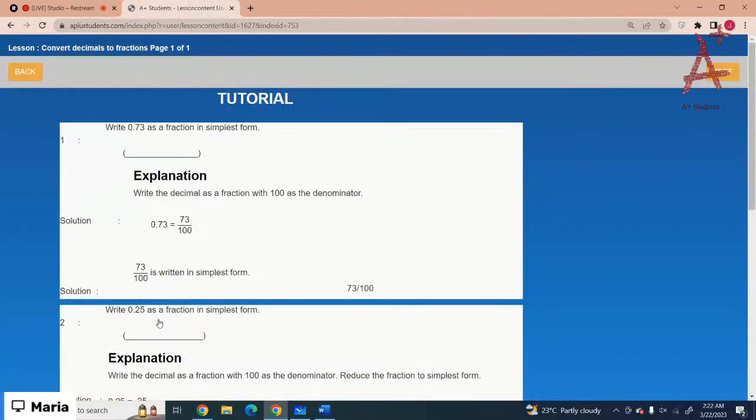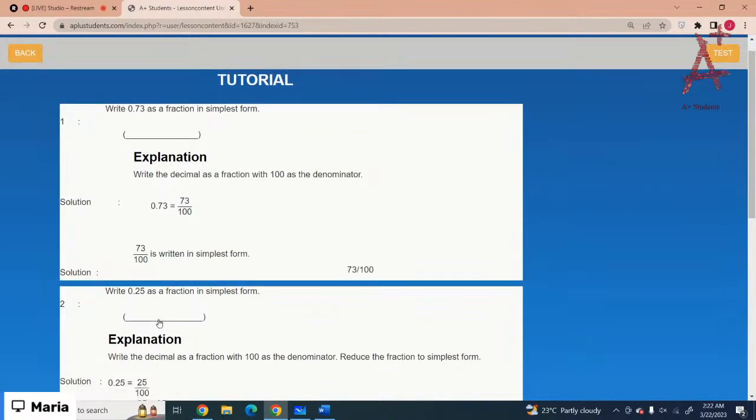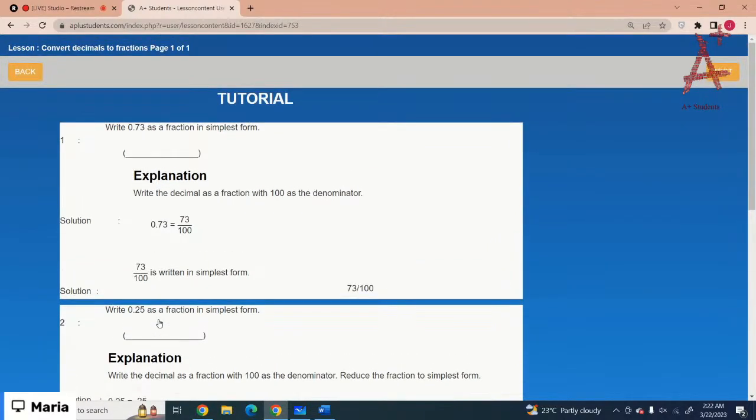So let's just start with the first example, that is 0.73. You just have to count the decimal places. Decimal places means how many numbers do we have after the decimal point. So in 0.73 we have two numbers right after the decimal point, got it? That means you have to add a 1 and two zeros. So it would be 73 over 100, got it? That would be very easy. So you just need to see if you can convert it into simplest form.